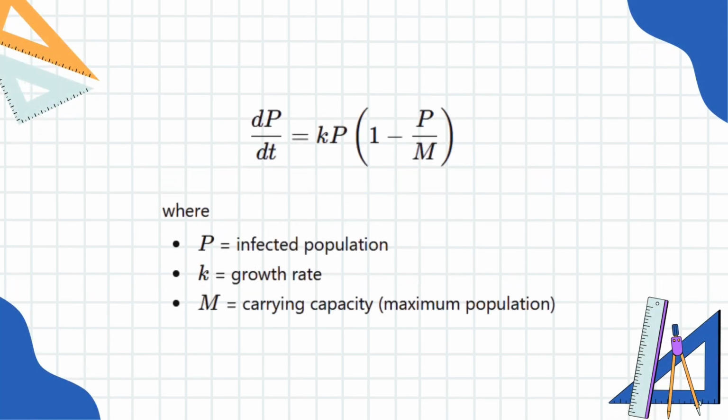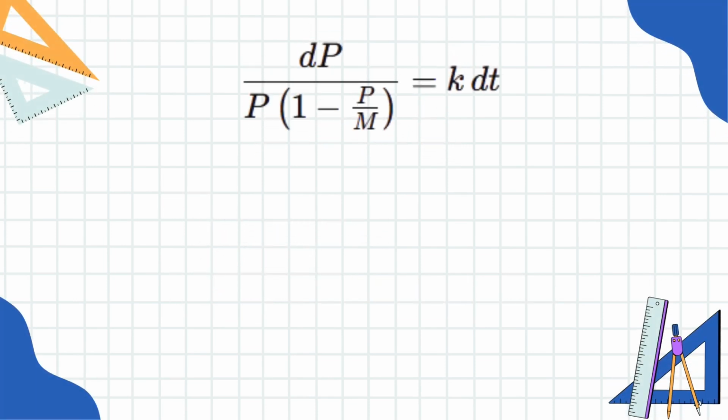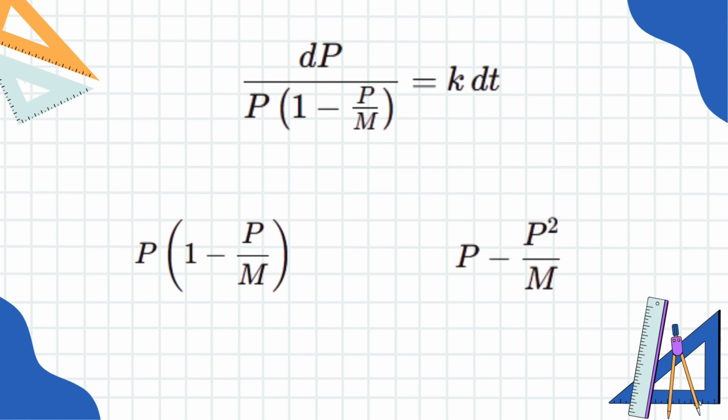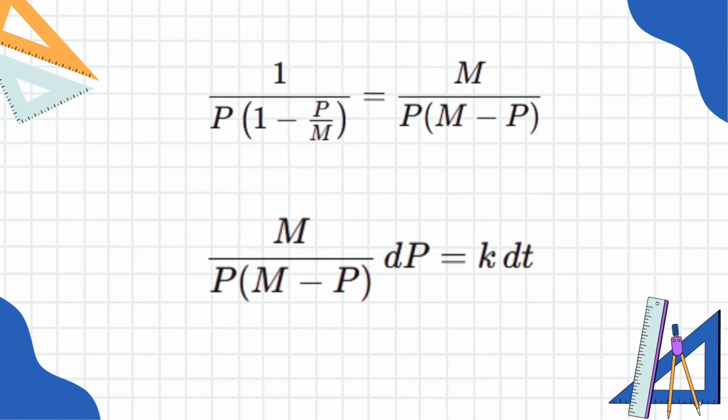This is the logistic ODE equation where P is the infected population, K is the growth rate, and M is the carrying capacity, which is the maximum population. To solve the ODE, we first need to separate the variables. Now, we need to simplify it. And finally, multiply out. Next, we need to factor out 1 over M, so the equation becomes this.